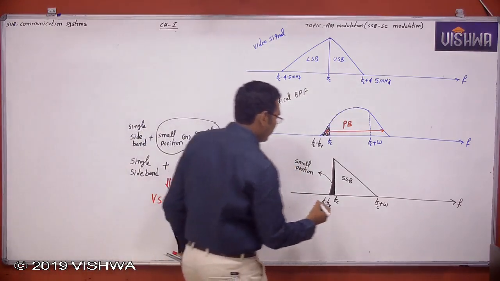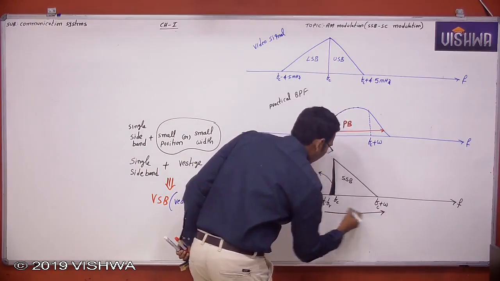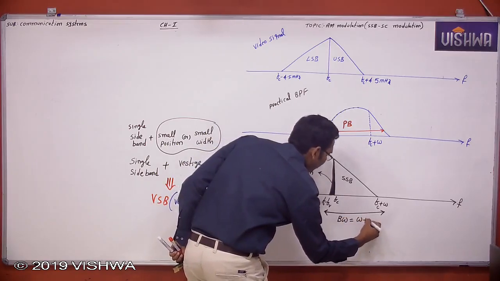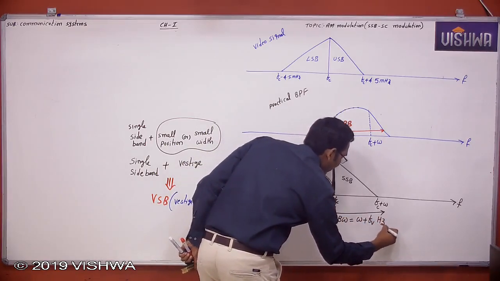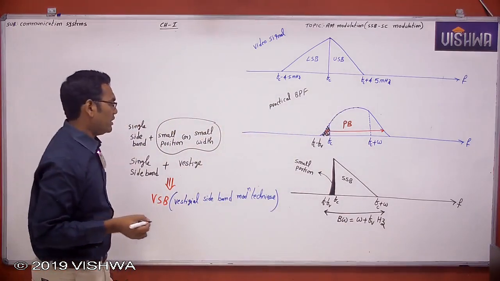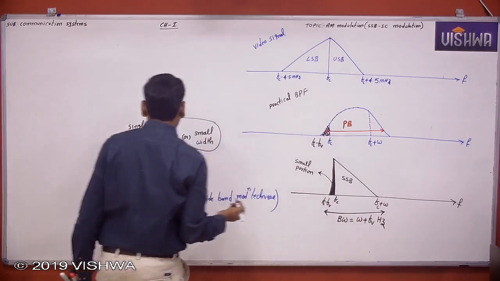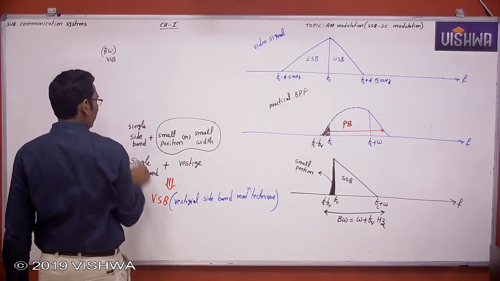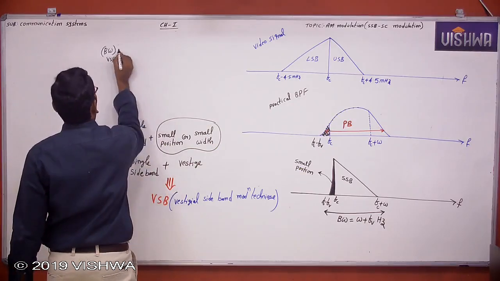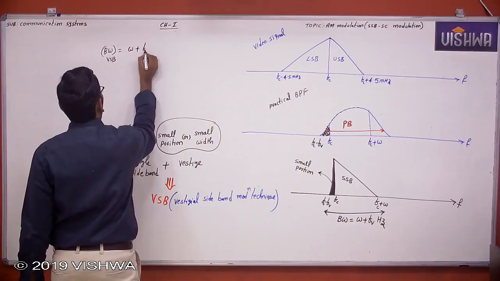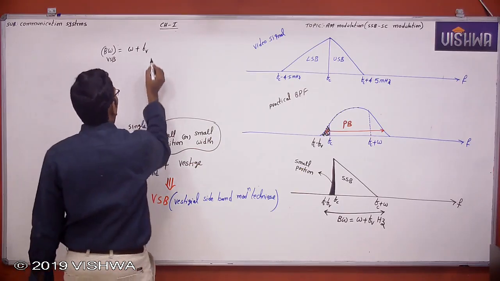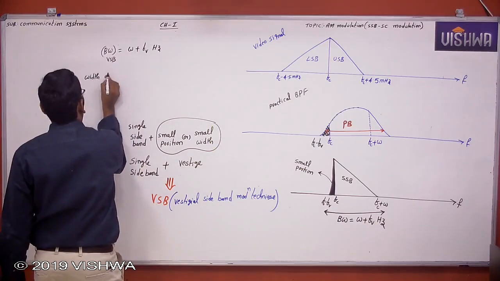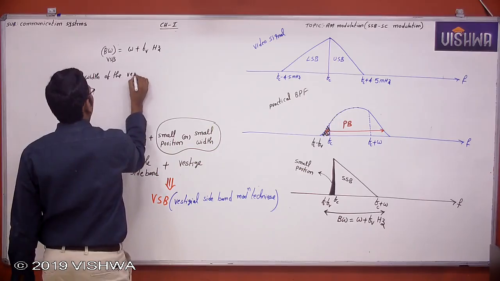Now what is the bandwidth of the vestige? So what is the bandwidth? Omega plus Fv Hz. This is the bandwidth of the vestigial sideband modulation technique. The bandwidth of VSB. This is the best suitable for transmission of video signal. Omega plus Fv. And which portion is the width of the vestige?